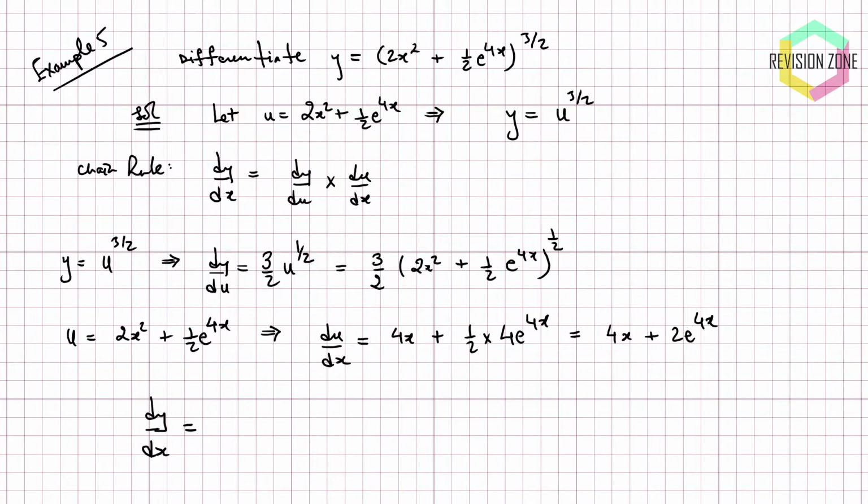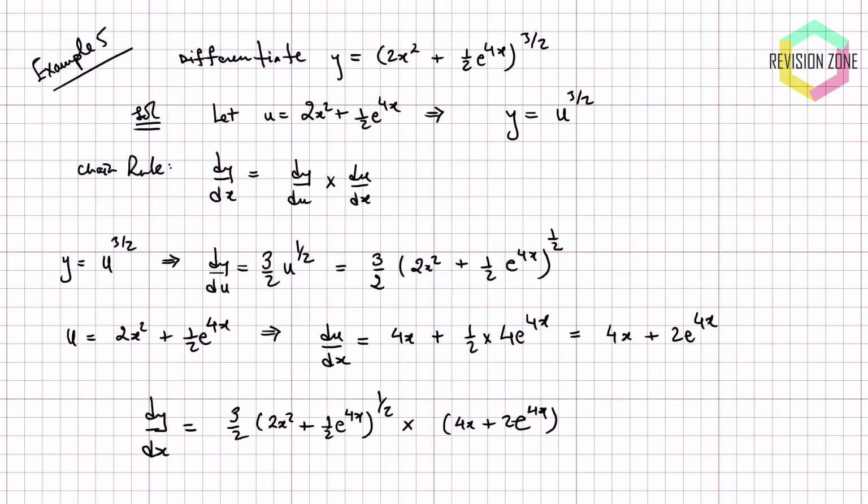Okay, so my dy by du is going to be 3 over 2, 2x squared plus a half e to the 4x to the half, and then we're going to times that by du by dx, which is 4x plus, not 2x, sorry, 2e to the 4x, and there we have it. So it's just worth tidying this up maybe, and then we're basically done.